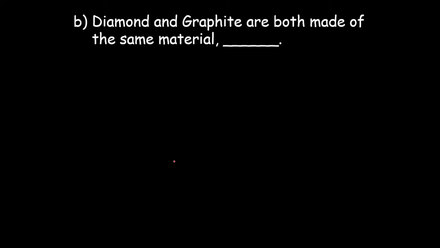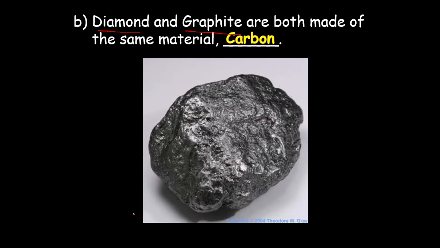Next, we have diamond and graphite. They're both made of the same material. Yes, the inside of your pencil, graphite, and the hardest and most valuable substance on Earth, diamonds, are made of the same material. So let's figure out what graphite is made of. Reference tables, let's find graphite. Here is graphite. Graphite is a metallic mineral that is composed of the letter C. So what is the letter C? Scroll down to the bottom. C is carbon.